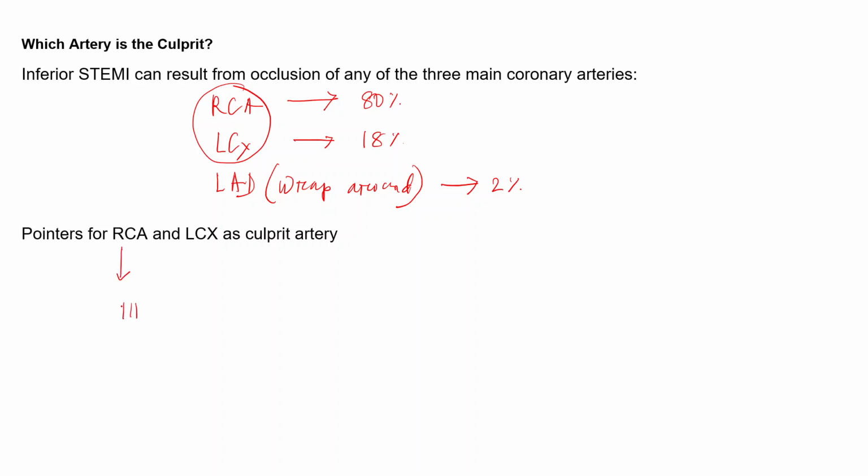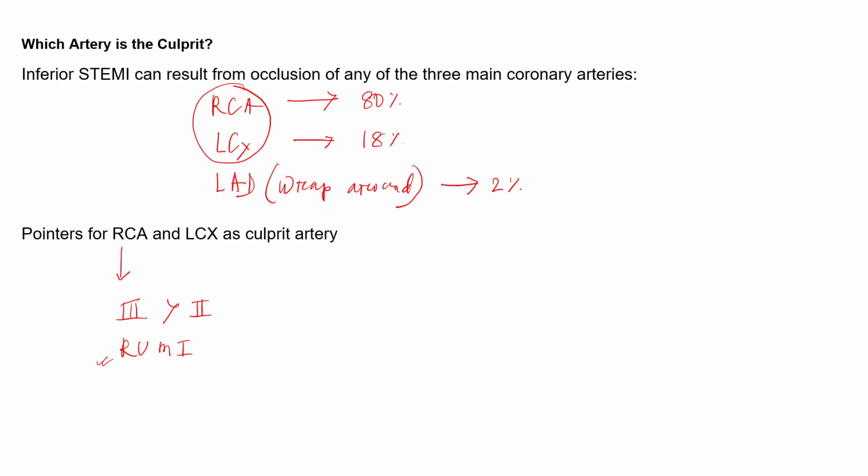So if ST elevation in lead 3 is more than lead 2, it is more likely in favor of RCA, right coronary artery. Along with that, if there is associated RVMI, that is also more likely in favor of RCA. Okay, so what are the features suggestive of RVMI, that I will be telling later?